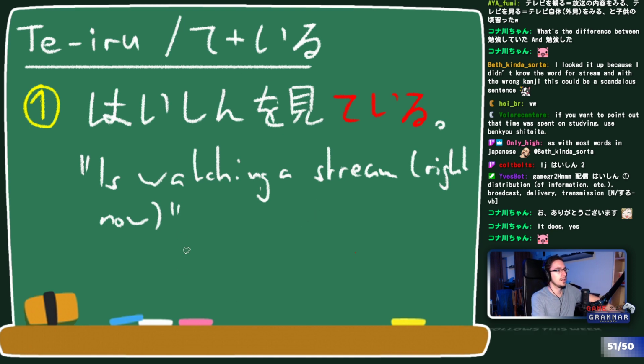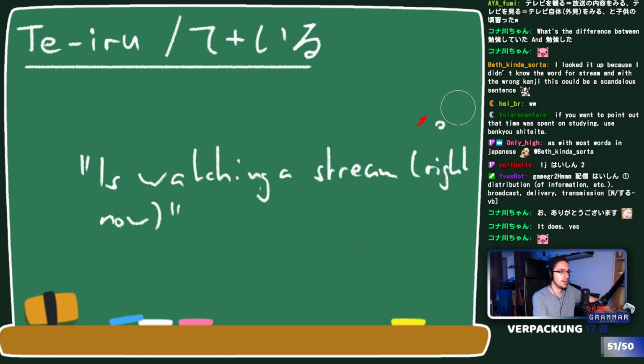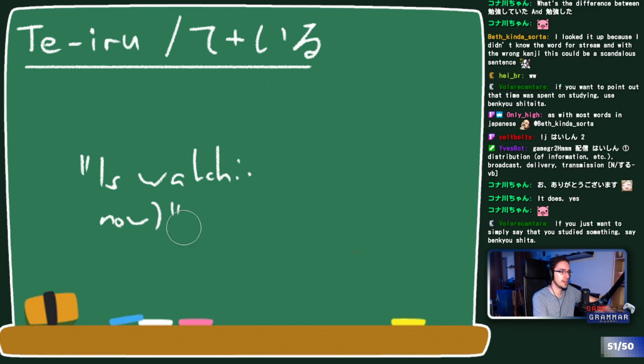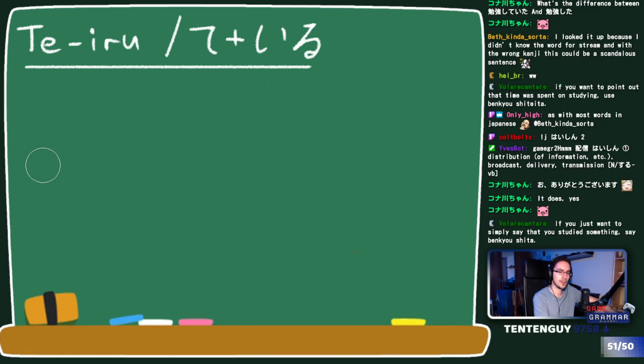Okay. Now, I talked a lot about use case number 1 already. I thought this was going to be short, but every time I get started talking about Te-Iru, and this is kind of why I've been pushing it until now, I feel like if you really want to understand Te-Iru, there's a lot to talk about. There's just so much, so many nuances and use cases, and you can talk about conjugating it into past tense and stuff like that. And we haven't even talked about Te-Aru at all.